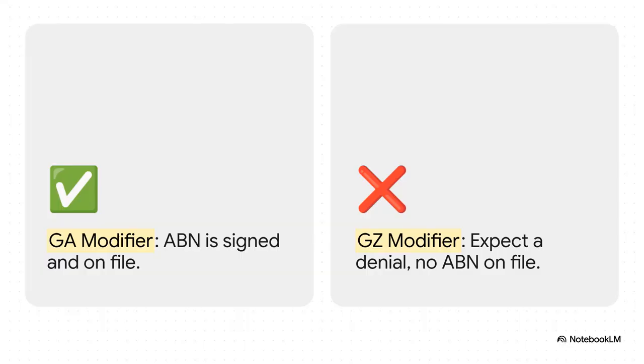When you're dealing with ABNs, you have to know these modifiers. The GA modifier means the ABN is signed and on file. Just think, got it all signed. The GZ modifier means you expect a denial, but you have zero ABN on file. Seriously, do not mix these up on exam day.